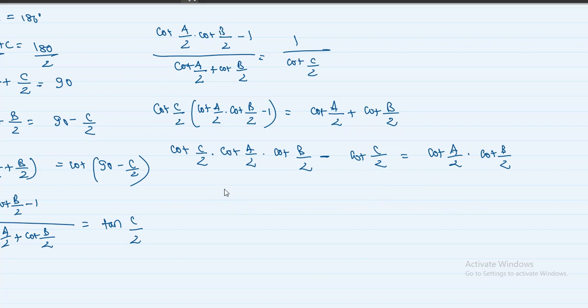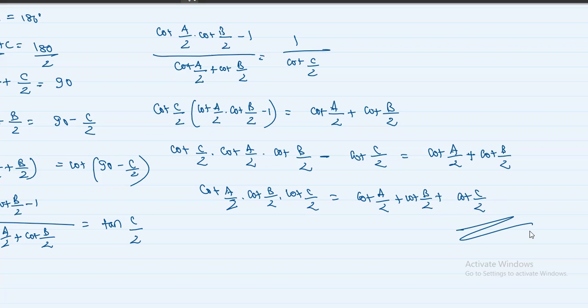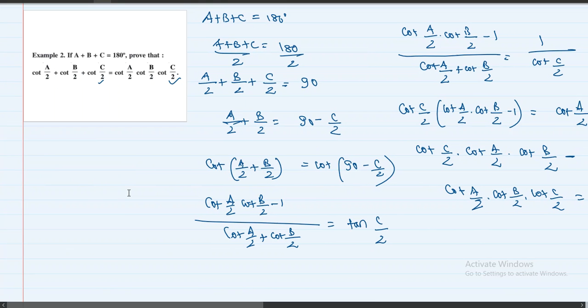Shift this cot C/2 to the other side. So we get, sorry, this is plus, cot A/2 into cot B/2 into cot C/2 is equal to cot A/2 plus cot B/2 plus cot C/2. So that's your required identity. Interesting, right? Let's go to the next part, next question.